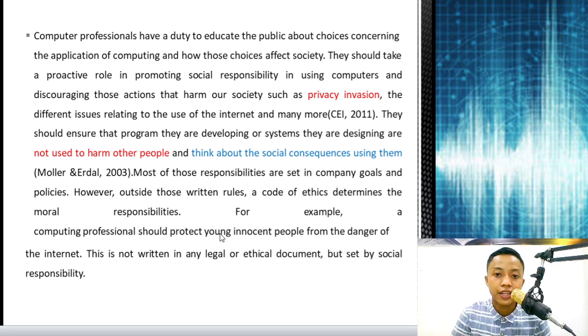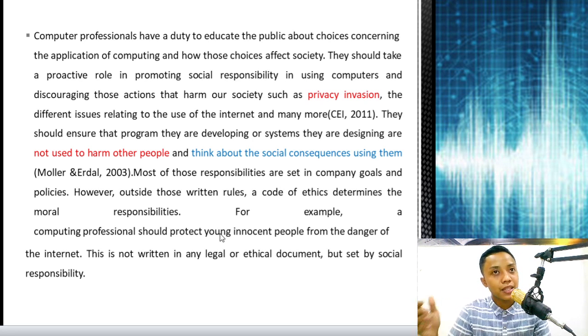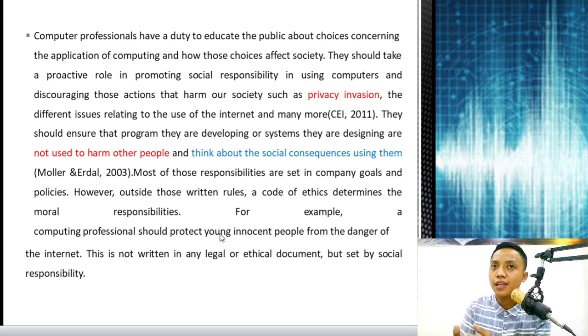They should ensure that programs they are developing and systems they are designing are not used to harm other people and think about the social consequences using them. Okay, as a developer, kailangan pong ating alamin kung ito bang application or ating system na ginagawa ay hindi ba ito gagamitin ng tao para manakit ng iba? Kinakailangan po nating we should think about the social consequences using them. Ano ba talaga ang kahihinatnan matapos yung gawin ang bagay na ito?